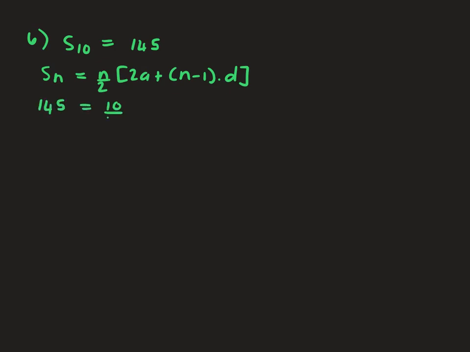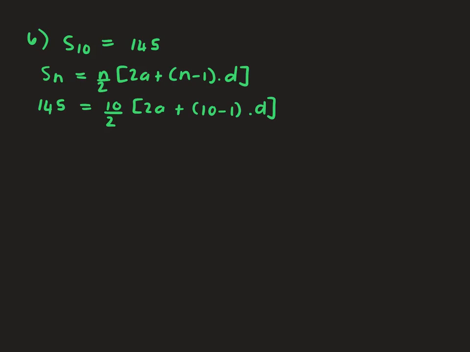It says that the sum of the first 10 terms is 145. Okay. Let's just deal with this first. So Sn is n over 2 times (2a plus (n minus 1) times d). We know that we're summing 10 terms, and when we sum them, we get 145. So it's going to be 2a plus (10 minus 1) times d.